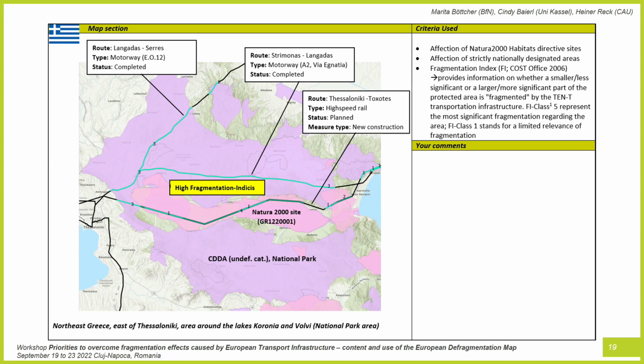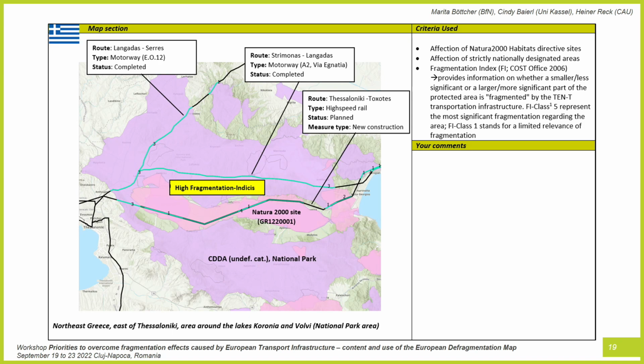I hope you see it properly on the handouts. We zoomed here into an area east of Thessaloniki. We were there within the BISON workshop this spring. You see a new planned high-speed rail crossing right through a Natura 2000 site. We have a high fragmentation index here, so we would rank these intersections as very high in comparison to some lower ranked intersections on the eastern side of this map section. This high-speed rail is a new construction and it's planned, so maybe there can be some changes in planning.